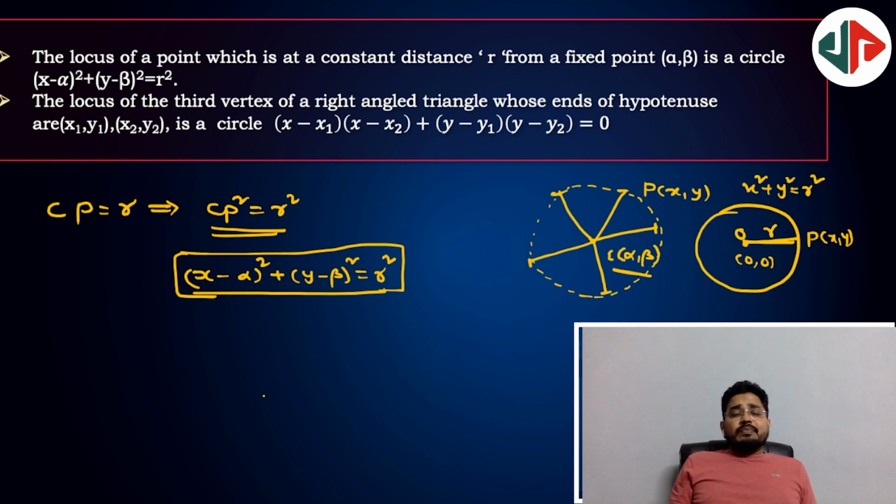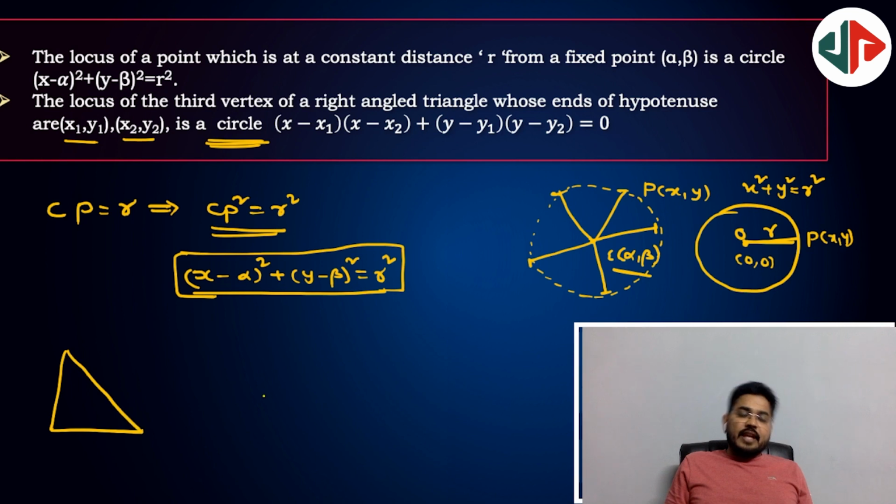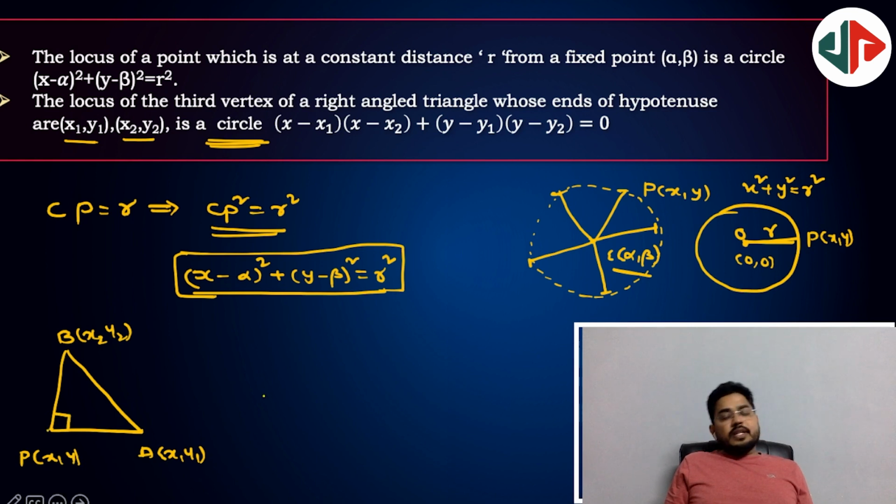Okay. Now, the next point is that the locus of the third vertex of a right angle triangle whose hypotenuse ends are (x1, y1) and (x2, y2) is a circle. How does that come as a locus? So you have this as a right angle triangle. This is the point (x1, y1) and this is the point (x2, y2). So this is the point P(x, y). Now this is the right angle. What is the locus of this?